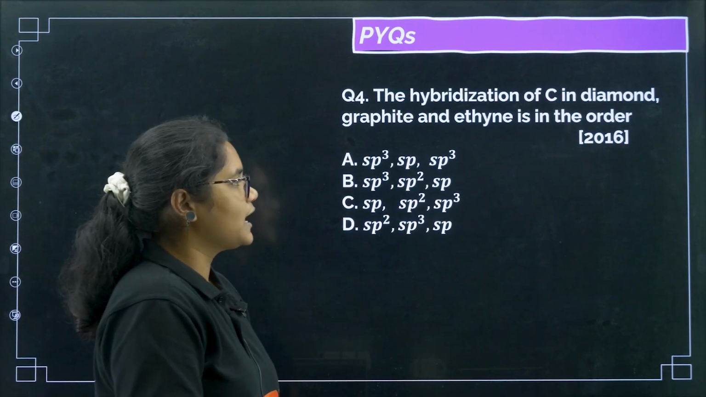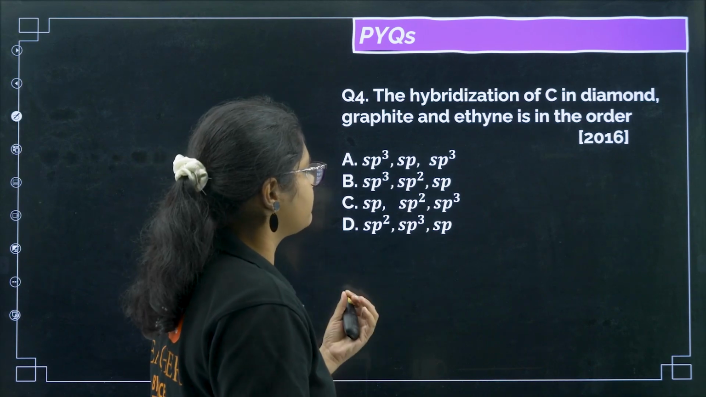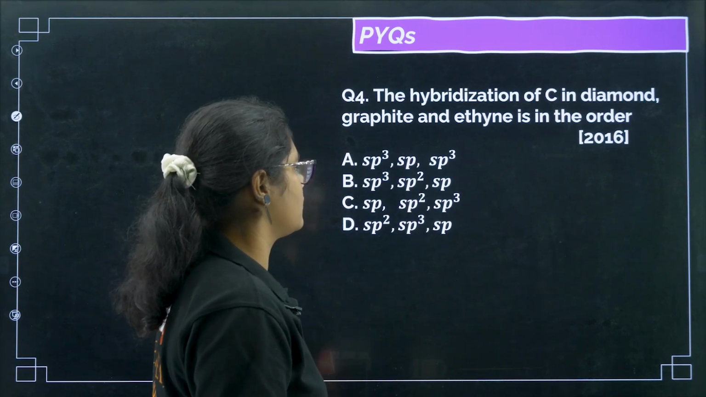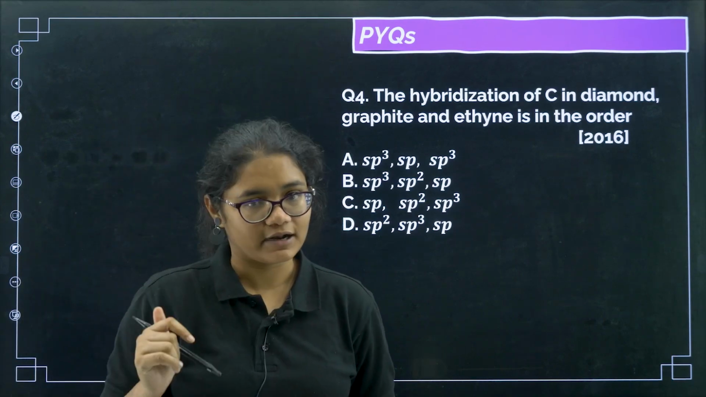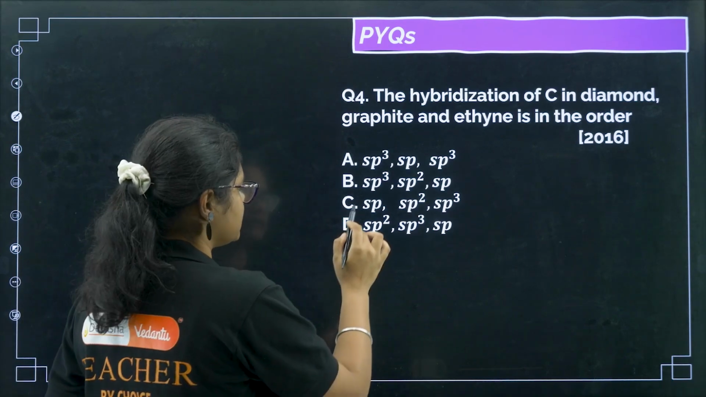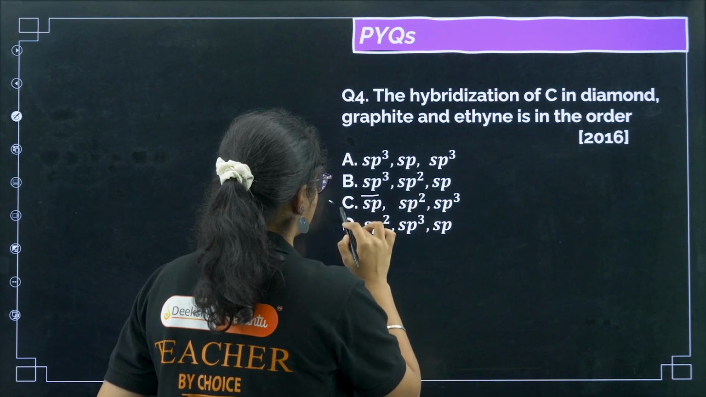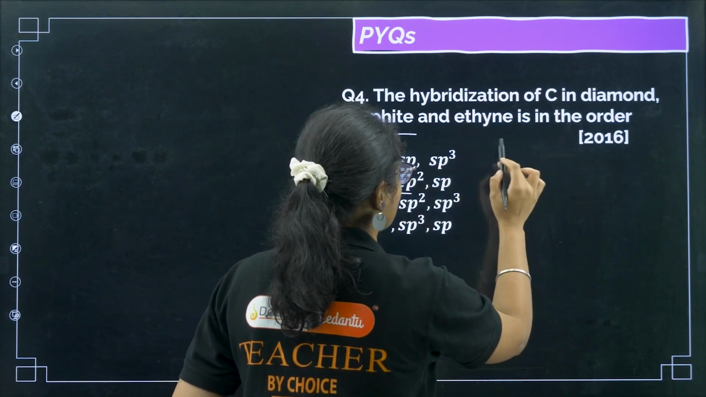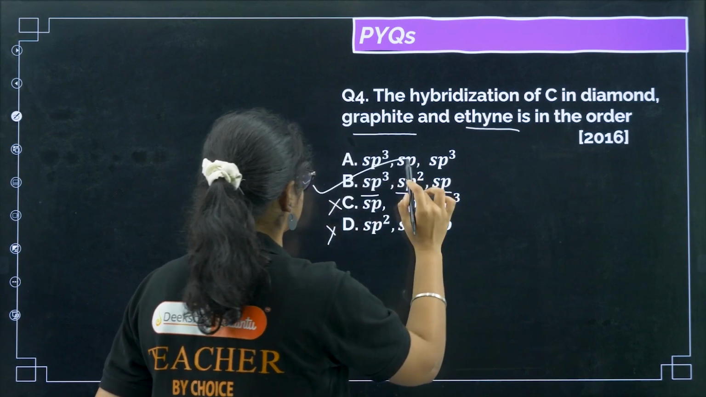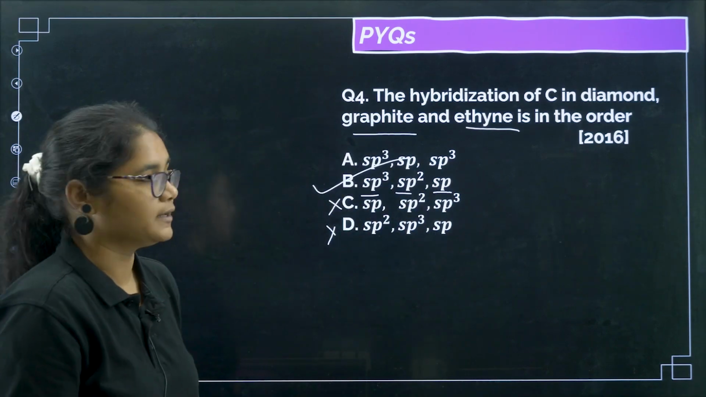Next, question number 4. The hybridization of C in diamond, graphite and ethine are in the order of. Okay. So if you remember, in diamond the carbon has tetrahedral structure, so it is sp3 hybridization, and then so we can eliminate these 2 options. In graphite it is sp2 hybridization, and the last one ethine, it is sp hybridization, so option number B here.